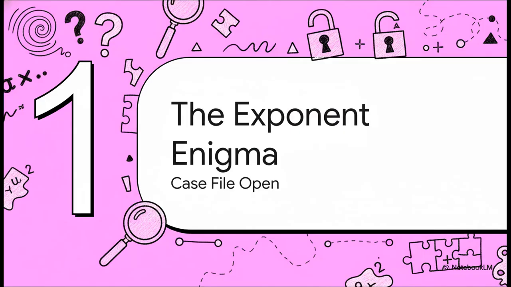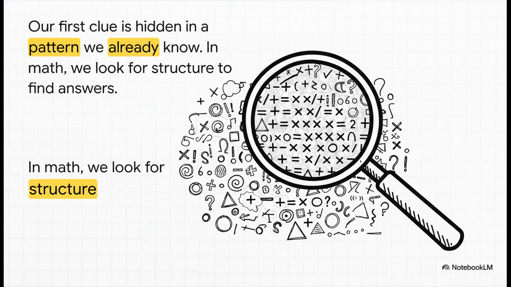So our case file is officially open. The central mystery is simple. How do we make any sense of these exponents that seem to break all the rules we thought we knew? Now, like any good detective, we're not just going to guess. We're going to start with the facts.